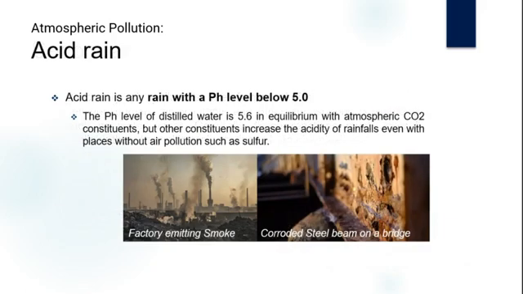Acid rain is any rain with a pH level below 5.0. The pH level of distilled water is 5.6 in equilibrium with the atmospheric CO2 constituents, but other constituents such as sulfur increase the acidity of rainfall even in places without air pollution. As you can see in the sample, a factory is emitting smoke and a bridge is corroding, caused by the acid rain.